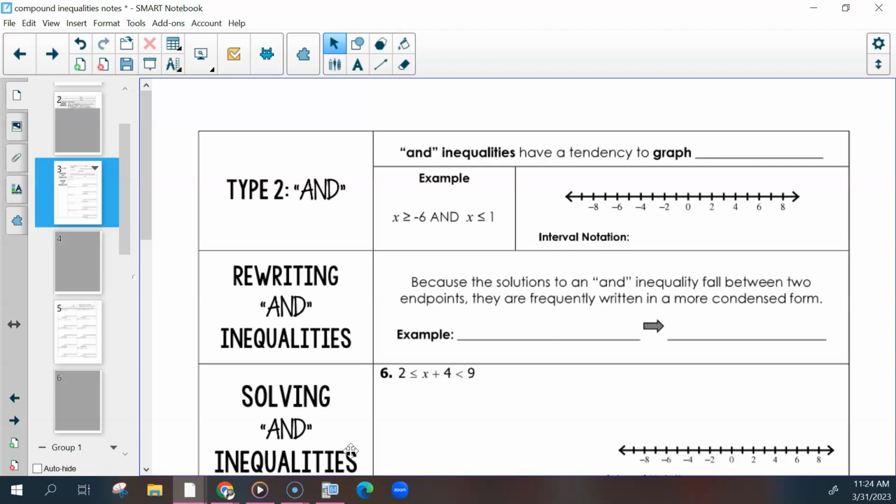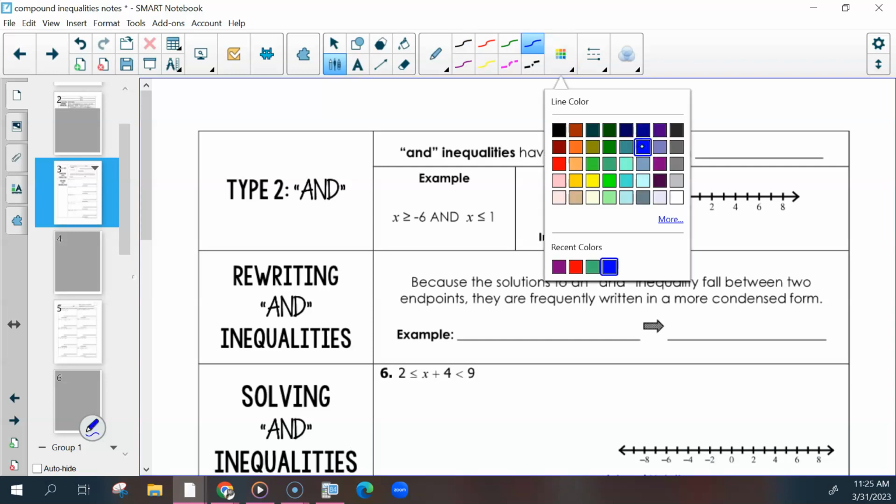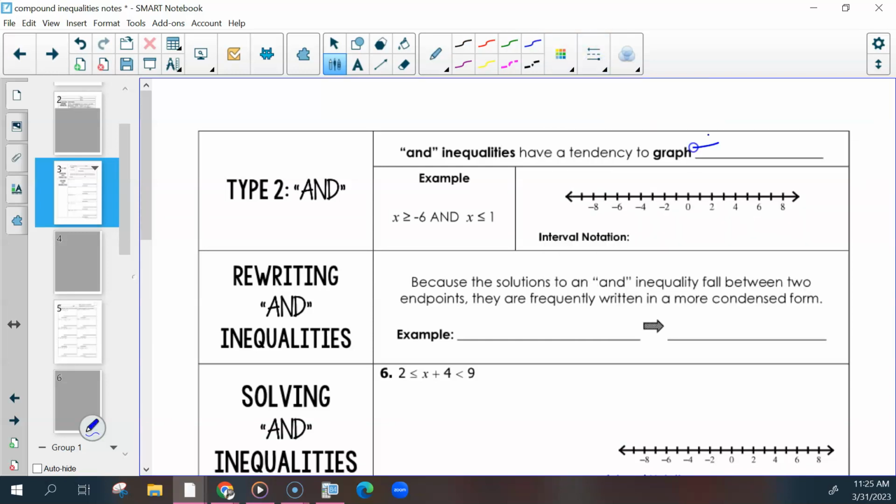Last class we talked about or inequalities. Today we're going to talk about and inequalities. And basically it's the opposite of everything we talked about last time. So, and inequalities have a tendency to graph together. And we'll see what that means here in a second.